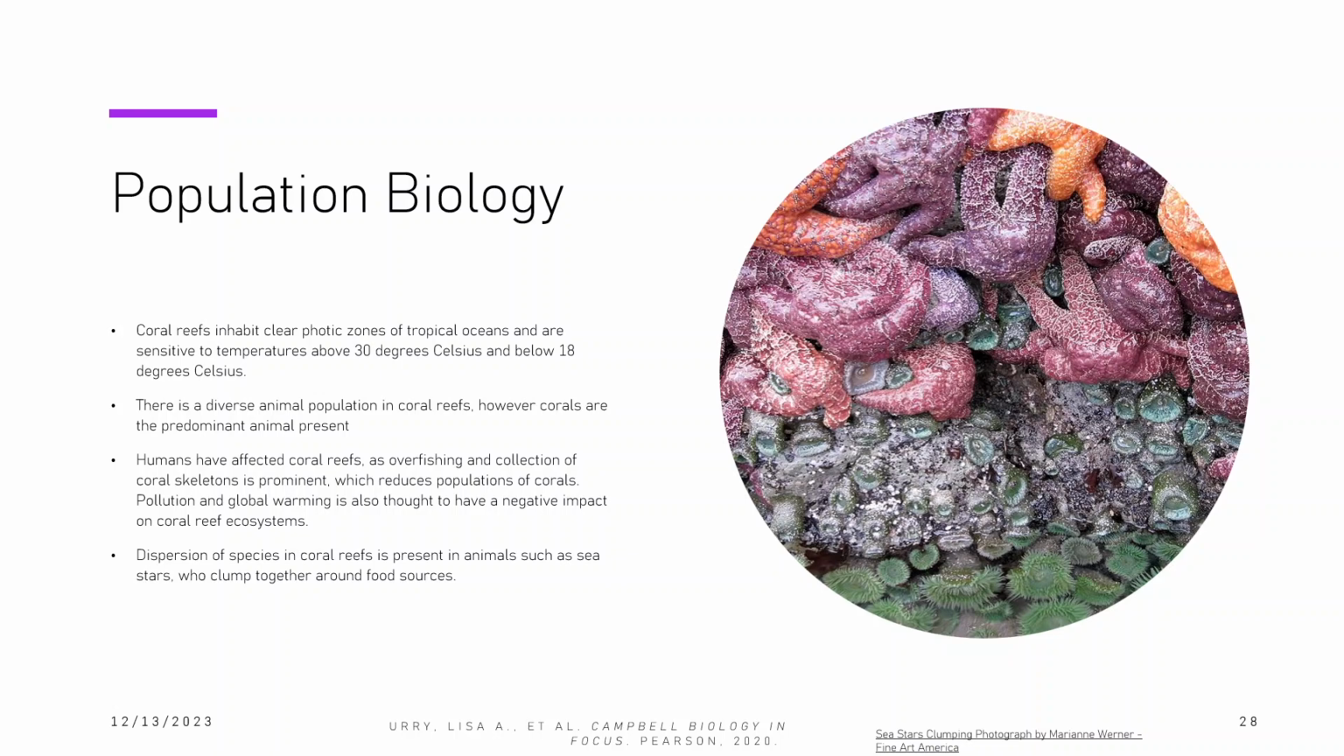Humans have affected coral reefs as overfishing and collection of coral skeletons is prominent, which reduces populations of corals. Pollution and global warming are also thought to have a negative impact on coral reef ecosystems. Dispersion of species in coral reefs is present in animals such as sea stars, who clump together around food sources. This is an example of sea stars clumping around a food source.